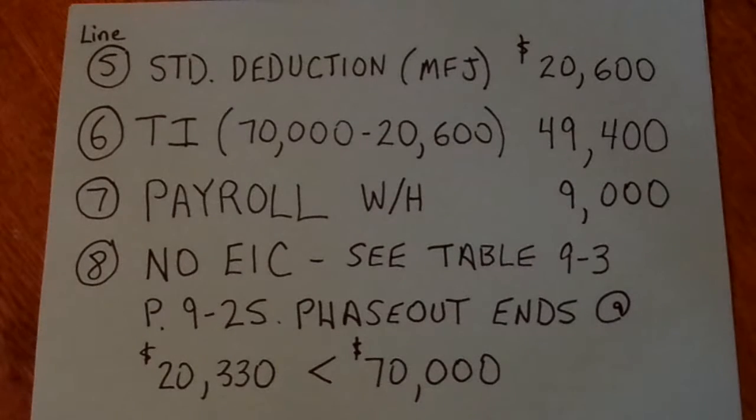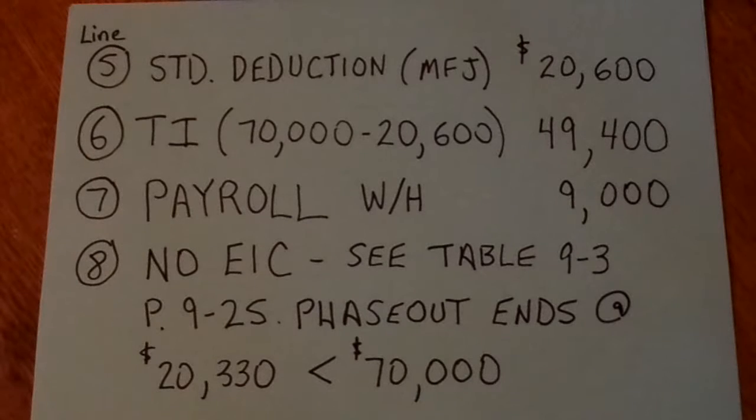but Dick and Jane aren't going to do that anyway. And as a married filing jointly couple, their standard deduction is $20,600. So line 6, they're going to put their taxable income, and that's $70,000, their adjusted gross income, minus the $20,600 standard deduction, and their taxable income is $49,400.